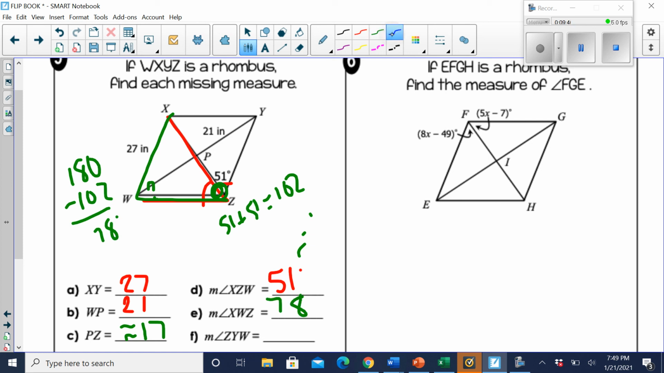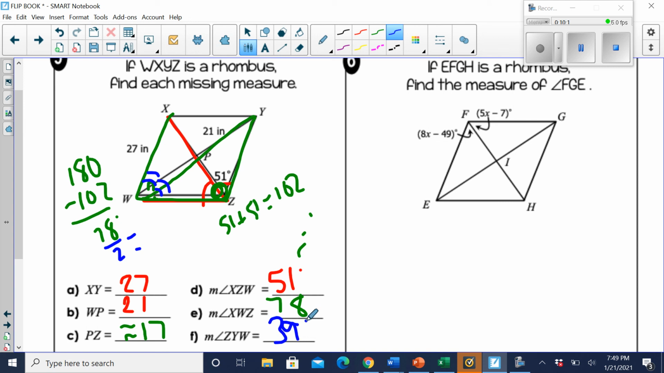And then the last one that they're asking for is angle ZYW. If I trace ZYW, what they have here is we just found this full angle to be 78, and since the diagonals bisect the angles, we're going to take 78 and divide by 2. If I go 78 divided by 2, I'm going to end up with 39 degrees for that angle.